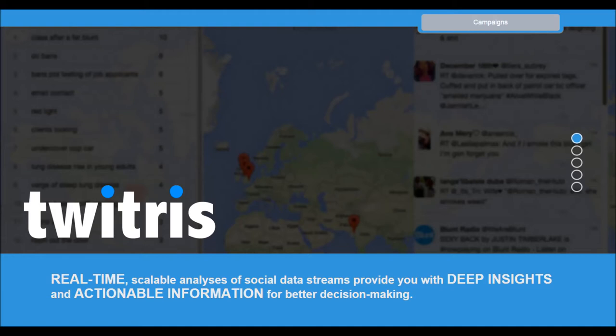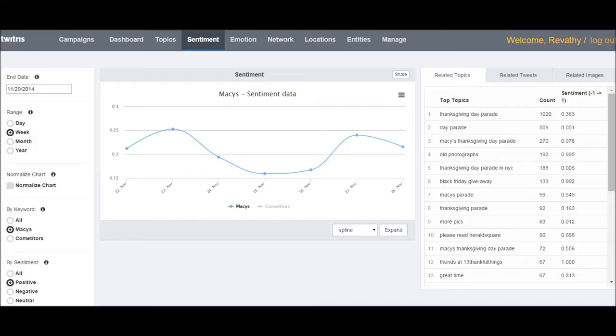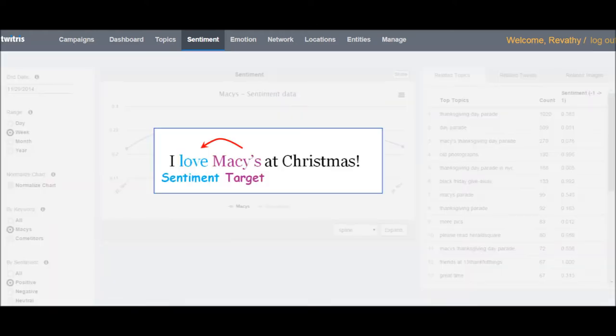Twitris provides real-time semantic and scalable analyses of social data streams. Twitris's patent-pending topic-specific sentiment extraction algorithm can go beyond existing binary sentiment classifications by providing target-dependent sentiment analysis, for example, a person's opinions toward a movie or brand.